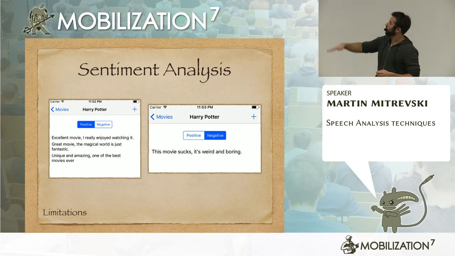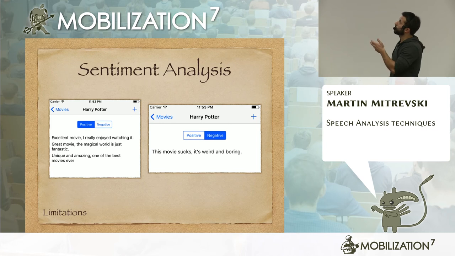So you have on one hand, let's say for Harry Potter, the positive reviews, and then on the other image we have negative reviews. So you can do this with Core ML.